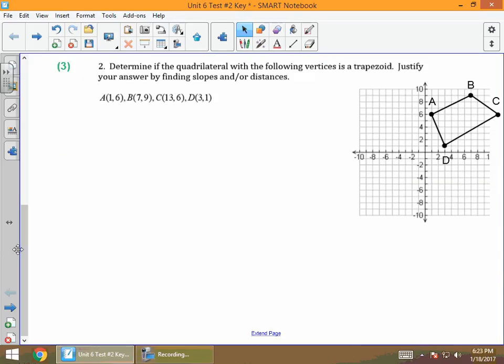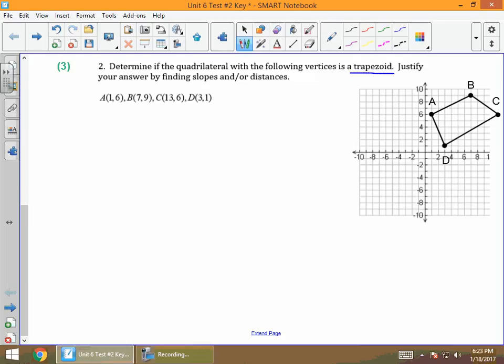All right, question number 2. Determine if the quadrilateral with the following vertices is a trapezoid. Justify your answer. So is this a trapezoid? Well, the first thing I need to know about a trapezoid is what is a trapezoid by definition. And a trapezoid by definition has 1 pair of parallel and 1 pair of non-parallel sides. So I have to get 1 pair to say yes to parallel and 1 pair to say no to parallel. And then I have a trapezoid.